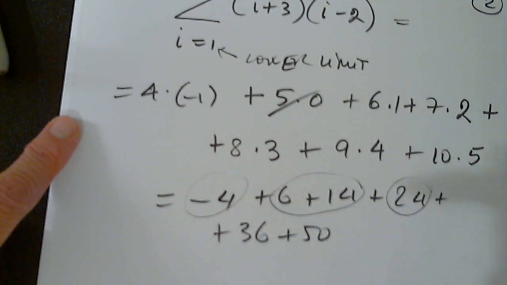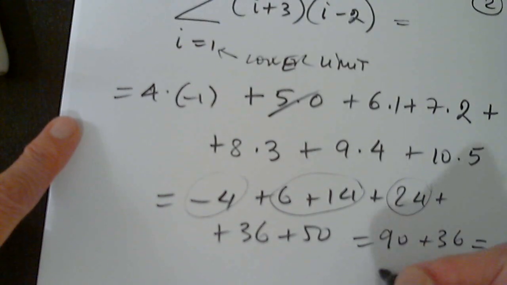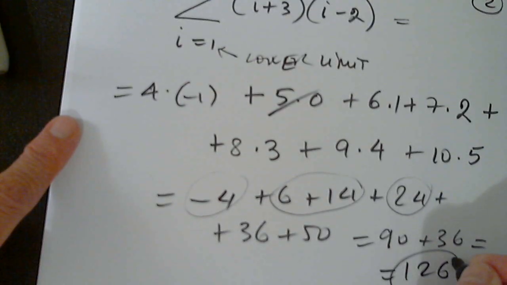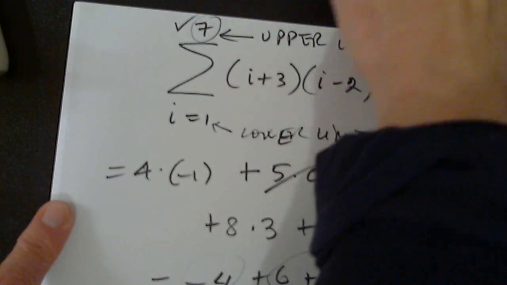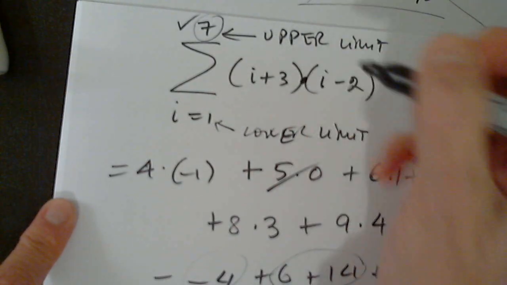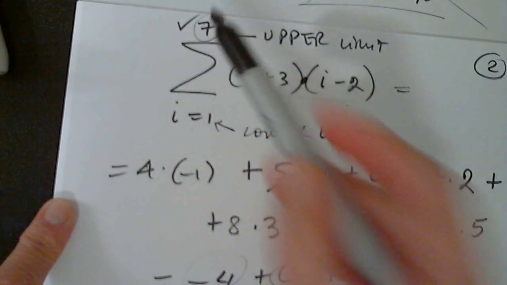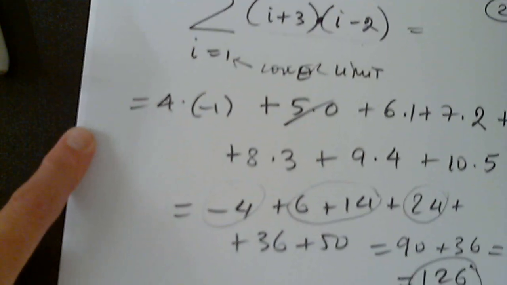This is 20. So 20 plus 20 is 40. 40 plus 50 is 90. Plus 36, I got 126. So what does this mean? The sum of the product of these factors from i equals 1 through 7 is 126.